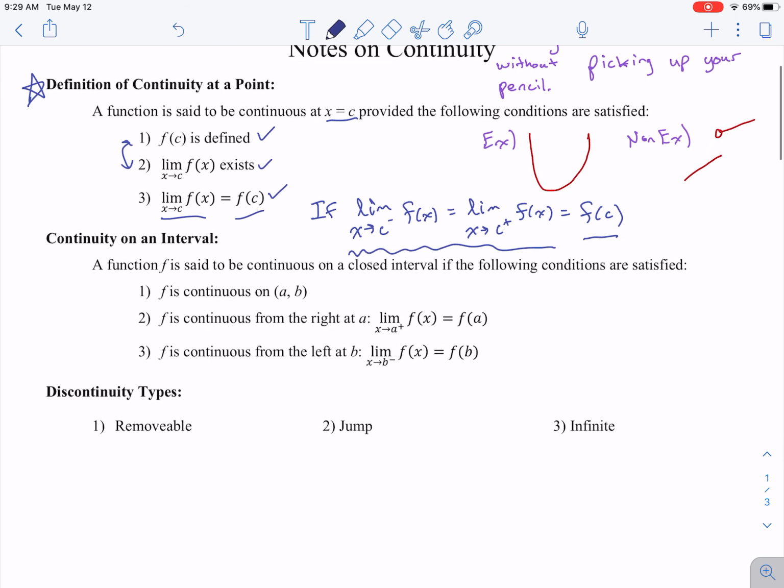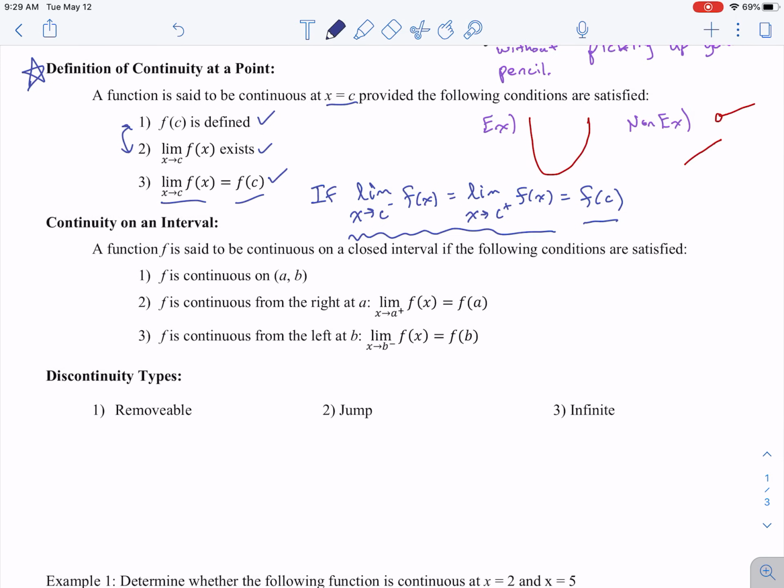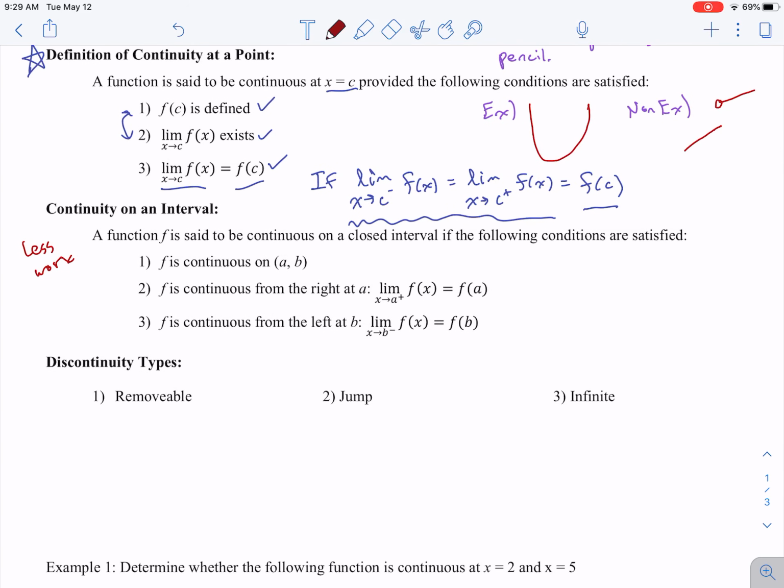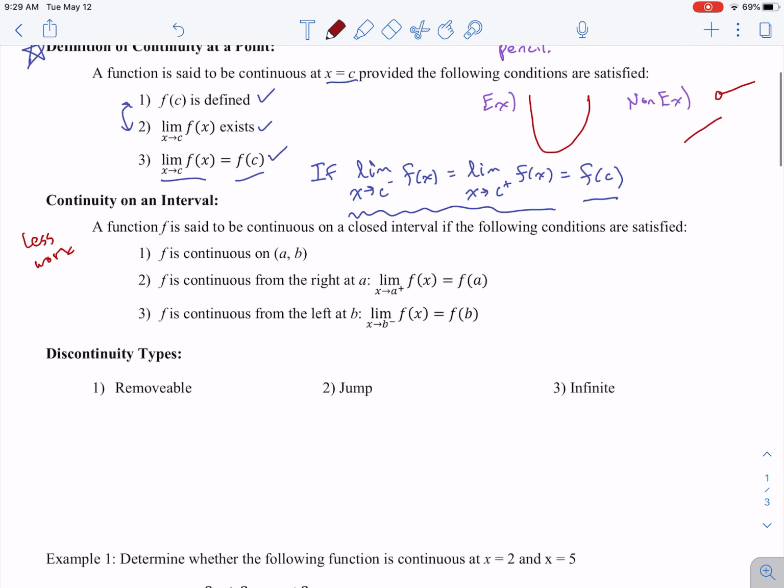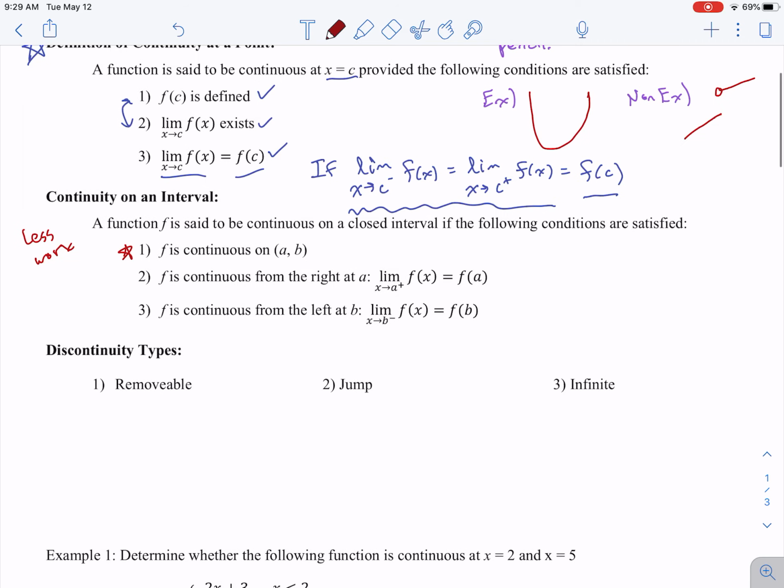Okay, let's move on to continuity on an interval. This is definitely going to be a lot less work if we're asked to find the continuity on an interval, because we can just assume continuity unless we find something that is discontinuous. It might sound a little confusing, but when I do examples, it won't be. So pretty much a function is continuous on an interval if it's continuous between a and b. It doesn't have to be, if you notice, it's not touching a and b, the interval. All right, so it's just from a to b. It doesn't have to equal a or equal b.